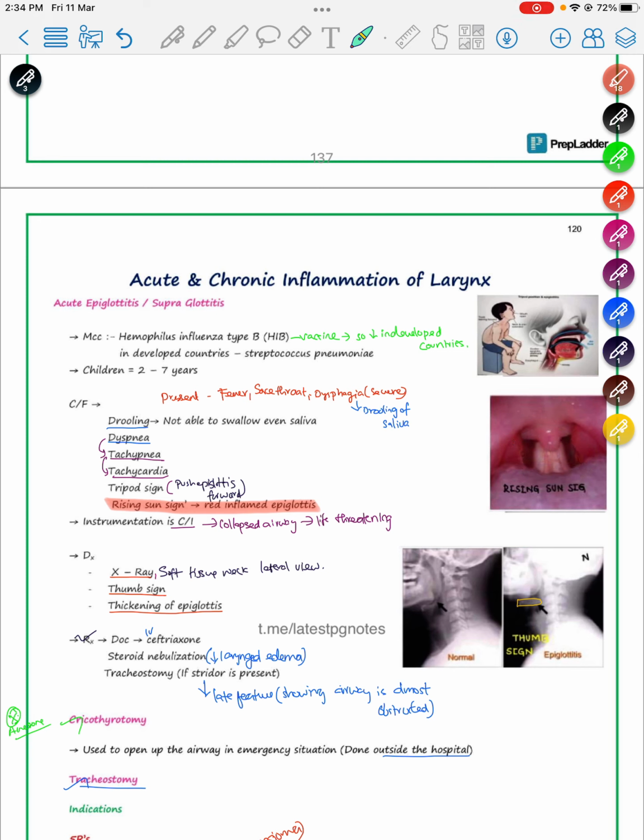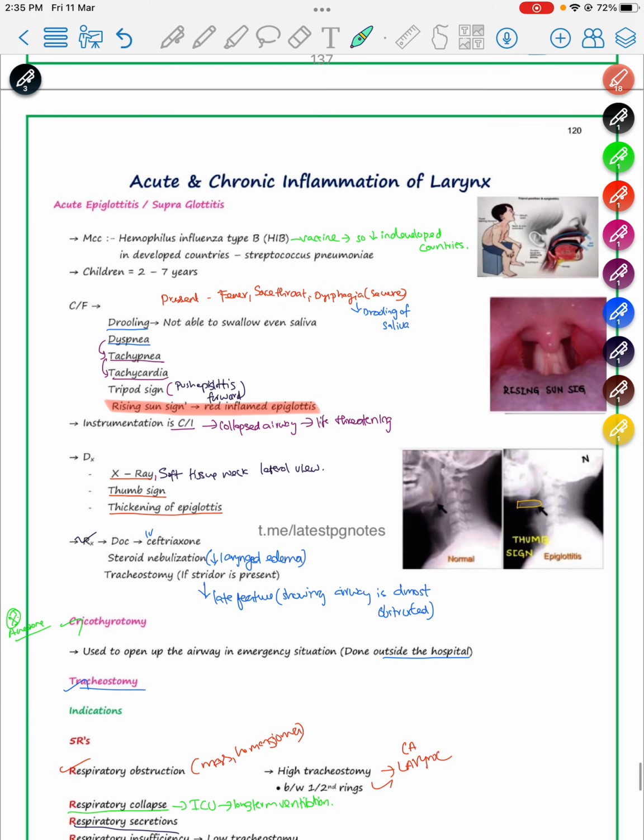Another examination is to open the airway. The child will sit in a position like this, so that the epiglottis is moved anteriorly, so there will be enough space for the airway. Okay, these are the signs.